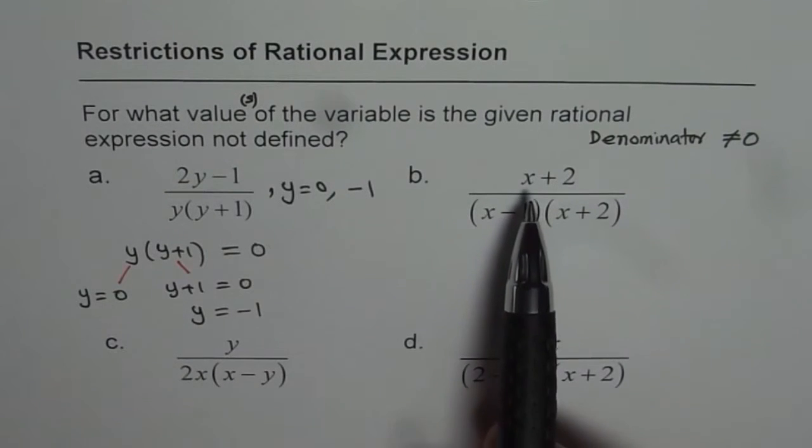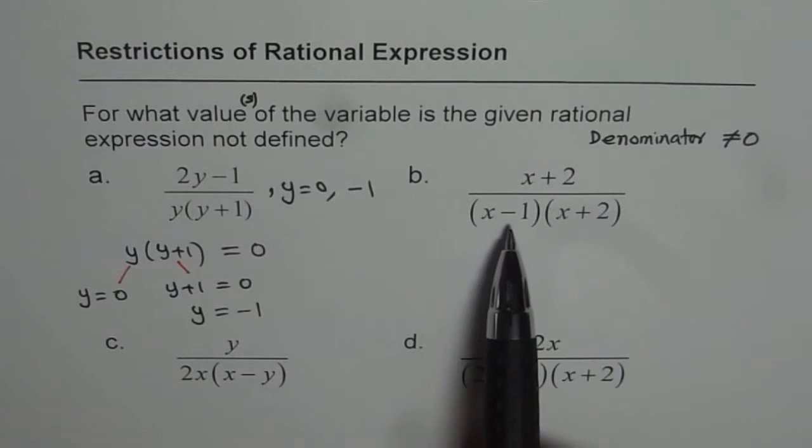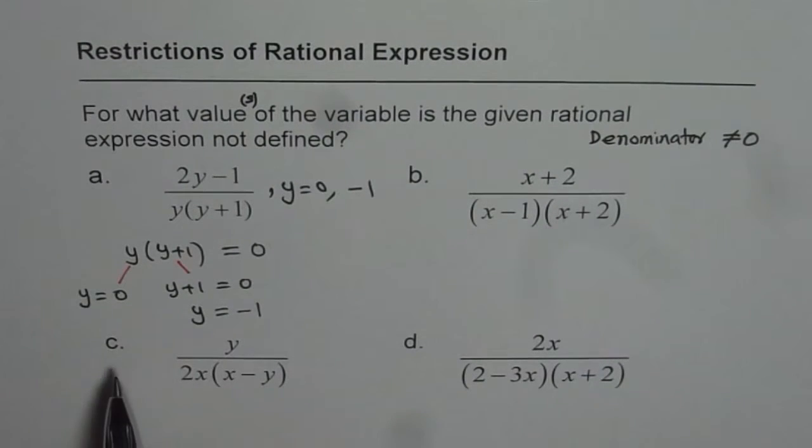Part B is x plus 2 divided by x minus 1 times x plus 2. Part C is y divided by 2x times x minus y, and D is 2x divided by 2 minus 3x times x plus 2.